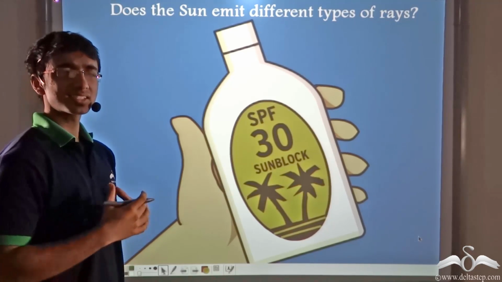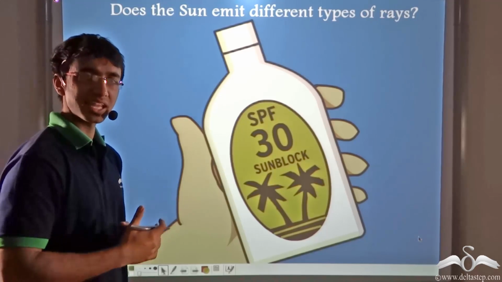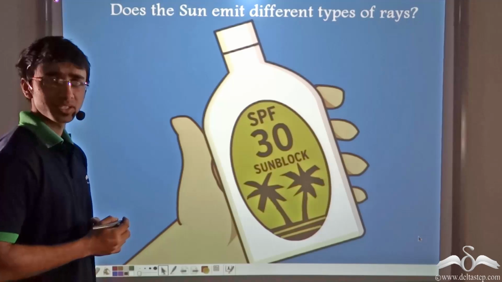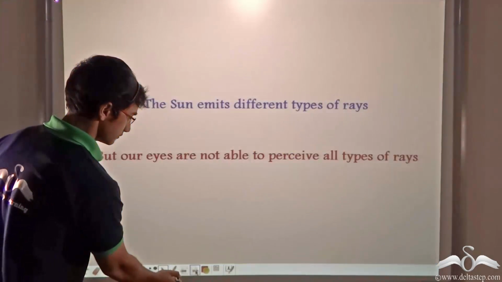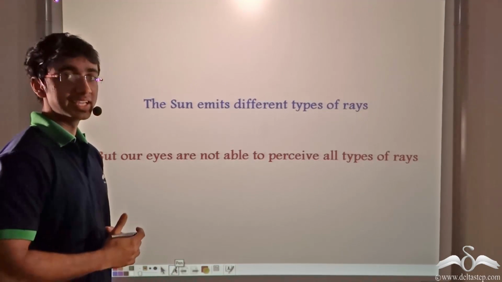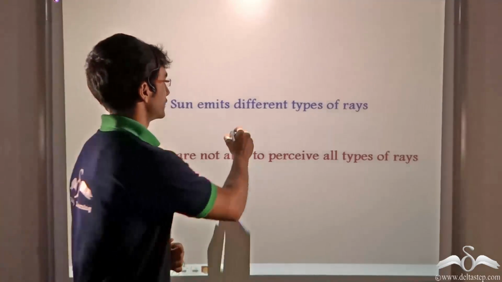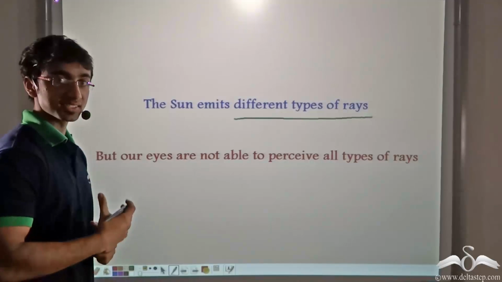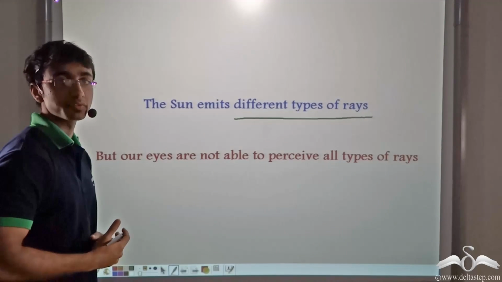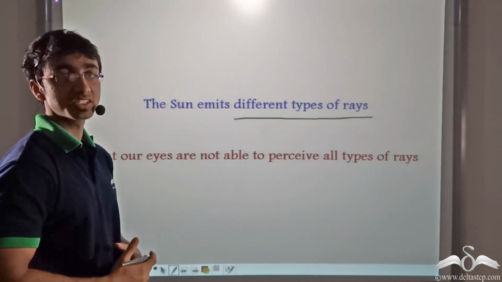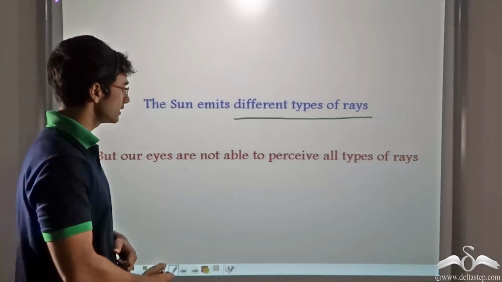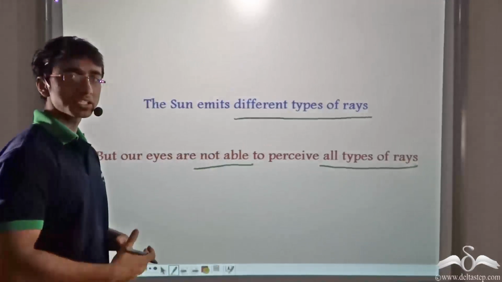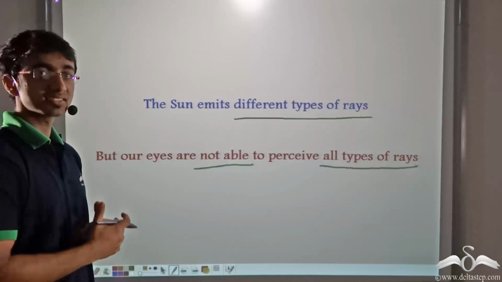Do you think that the sun provides us with more than just light rays? Do you think that the sun emits different kinds of rays? Let us find out. The sun indeed does emit different types of rays. But we human beings, our eyes are not able to perceive all types of rays. Just like we are not able to perceive all types of sound, similarly, we are not able to perceive all types of rays. So let us find out what kind of rays the sun emits.